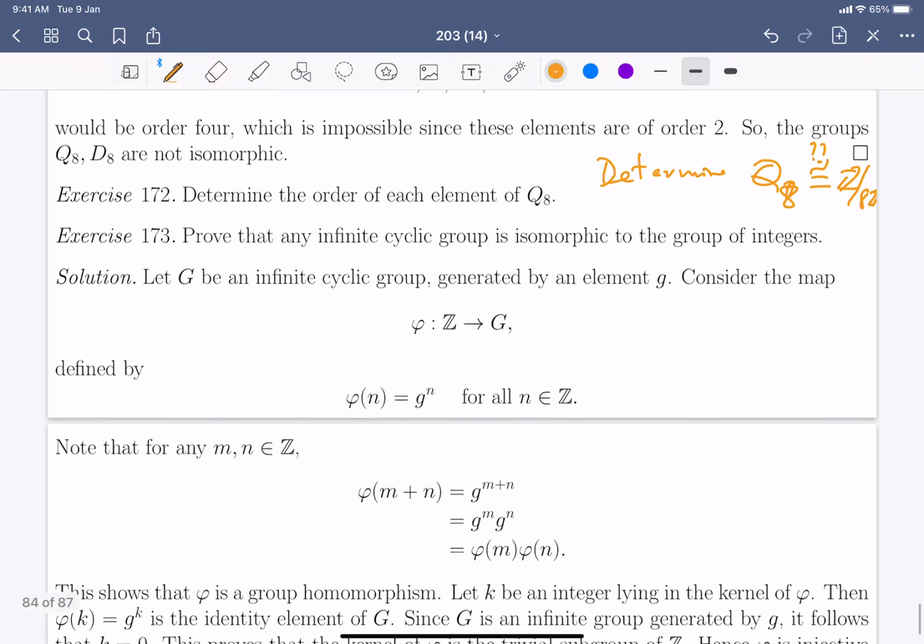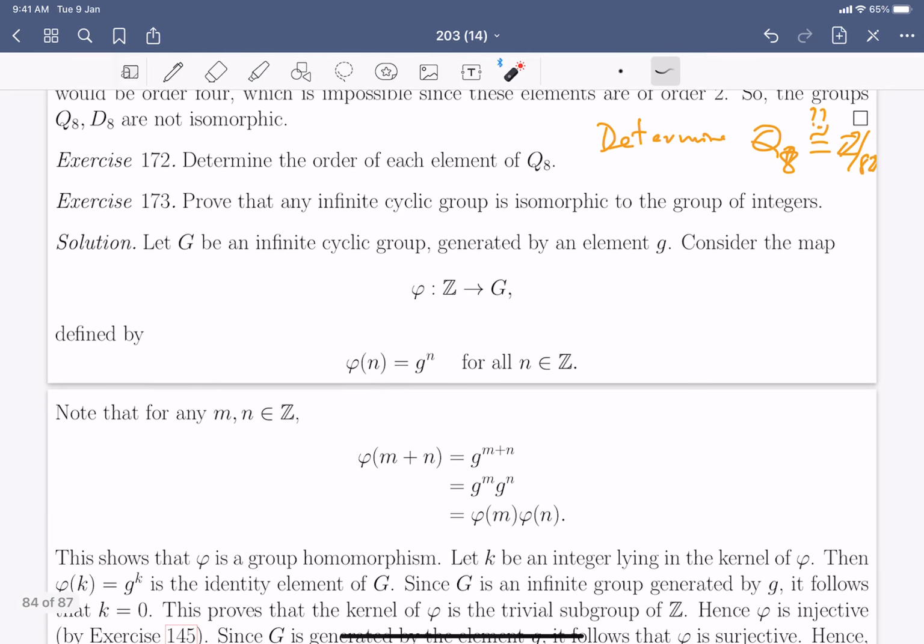Now we can focus on this exercise, which says that any infinite cyclic group is isomorphic to the group of integers. So let's start with an infinite cyclic group G generated by an element little g of it. Now we define a map phi from Z to G.